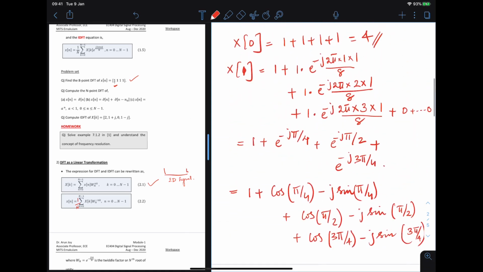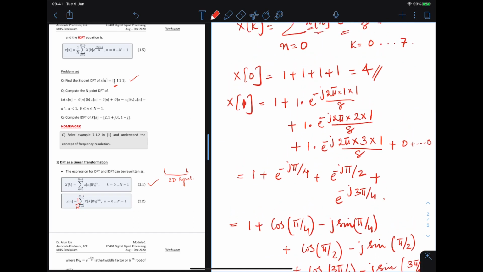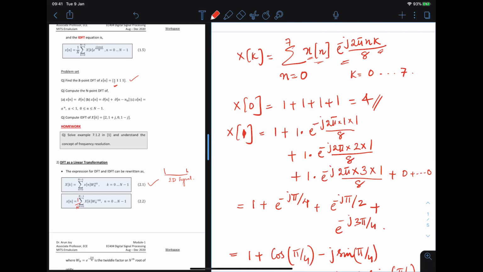So if you look in some other questions, they will tell you to plot the amplitude and the magnitude, that is, the magnitude and the phase. So this is known as the magnitude spectrum and phase spectrum. In that case, you have to find the magnitude and phase of each of the samples that you get.